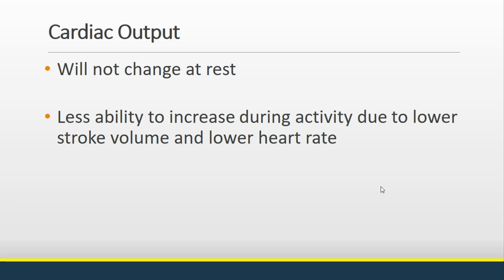But we have less of an ability to increase it during activity because stroke volume is less and heart rate is less. We do compensate by maybe extracting more oxygen from the hemoglobin, but not enough to make up for these age-associated changes.